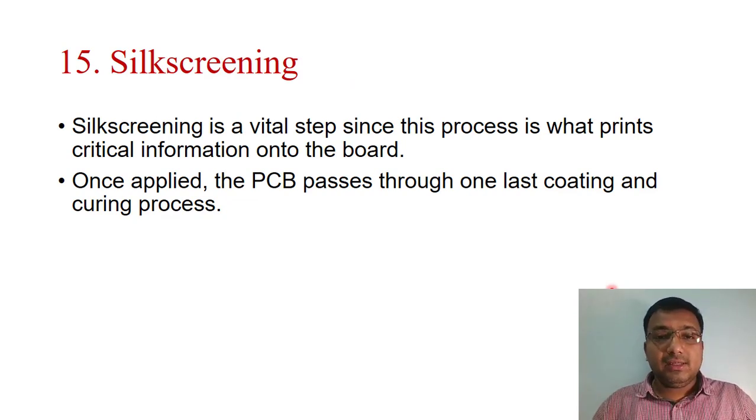Silk screening is a vital step since in this process we print critical information on the board. Like we need to have labeling of the components, we need to have tracks and all, we need to have the company name, logo and everything. So that will be in a white color or any other color as well. So that is known as silk screening. Once applied, the PCB passes through one last coating and curing process.